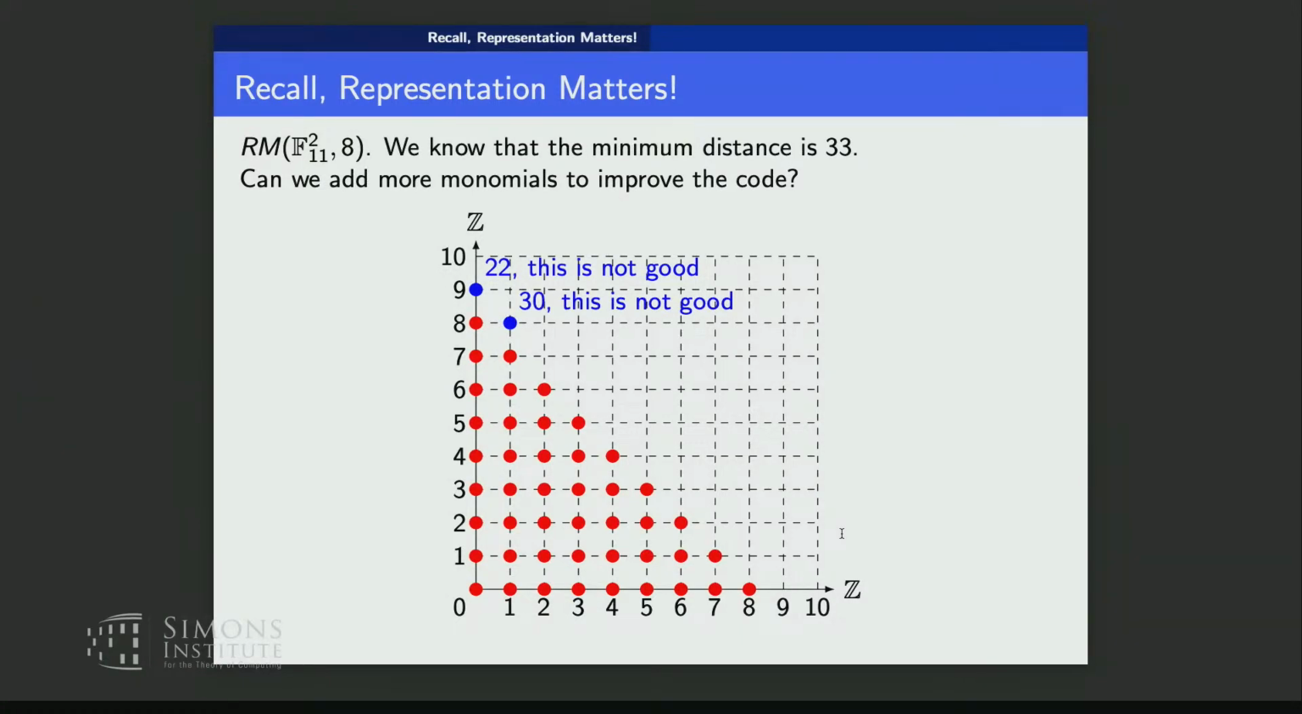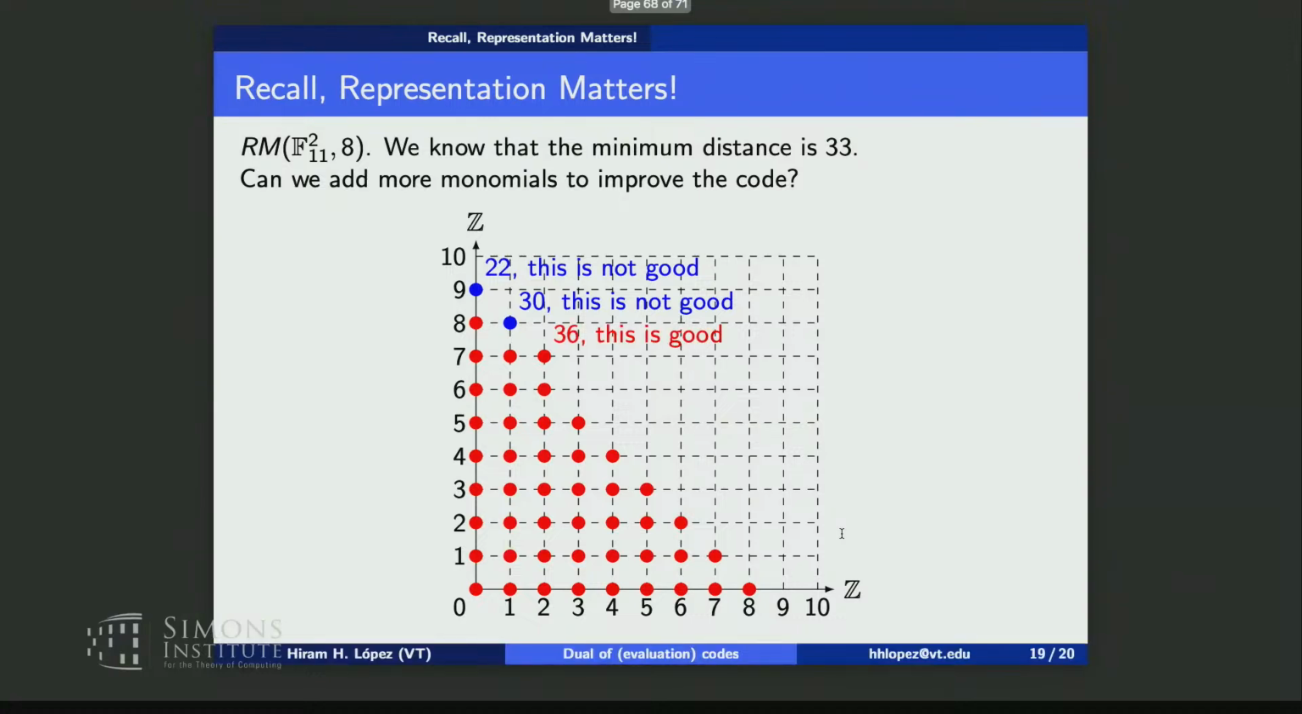And what about that one? Well, the minimum distance was 33, and it's going to go down, so you cannot add that monomial. But that one is 36. So it's a combinatorial problem about which monomials you can add to the Reed-Muller code in such a way that you don't change the minimum distance. And when you do the same, you always will have this kind of shapes. Those are the monomials that you can add. You are not changing the minimum distance.